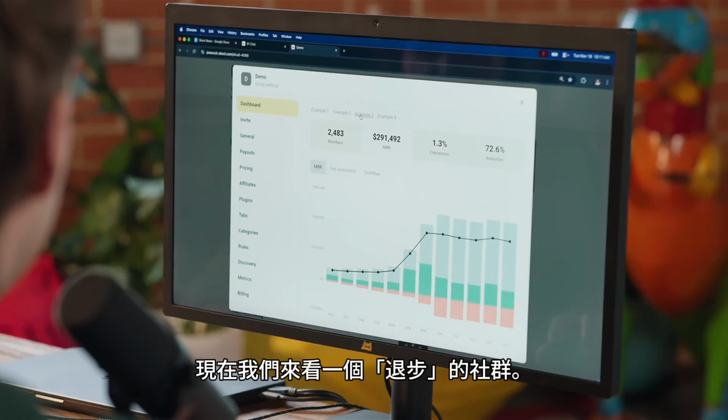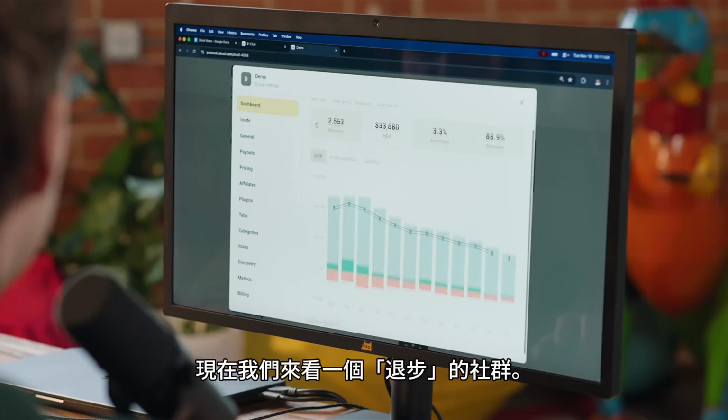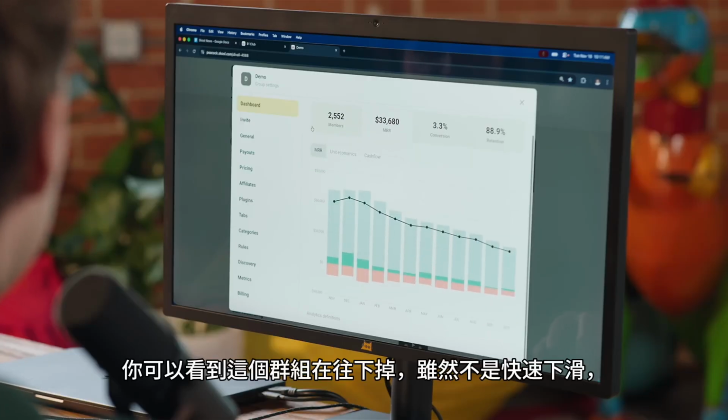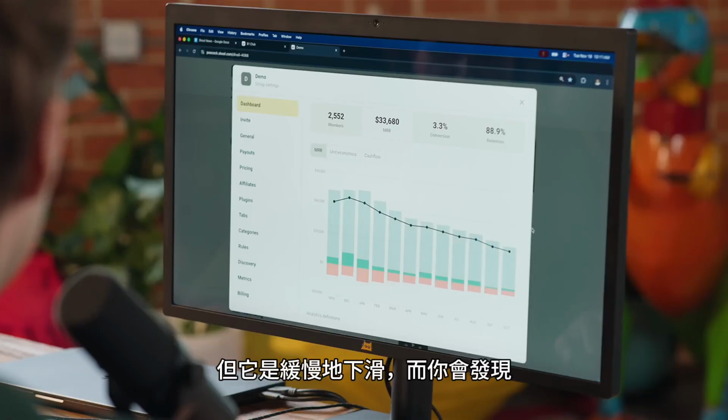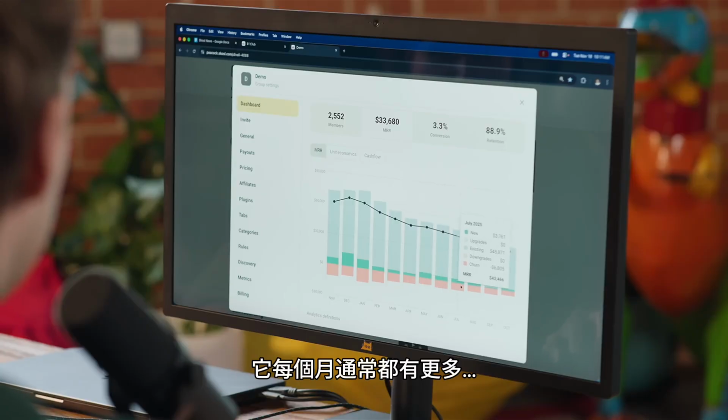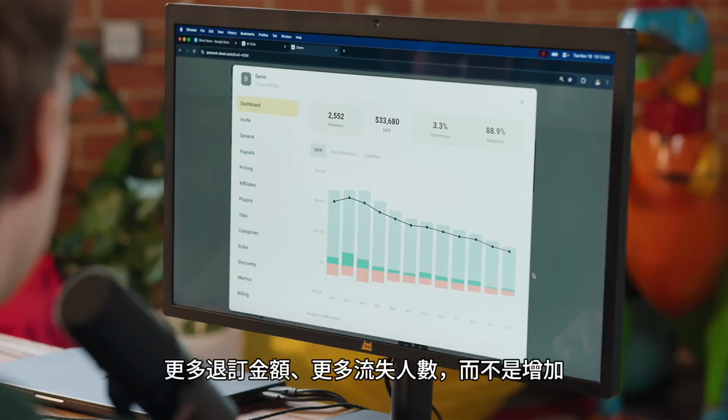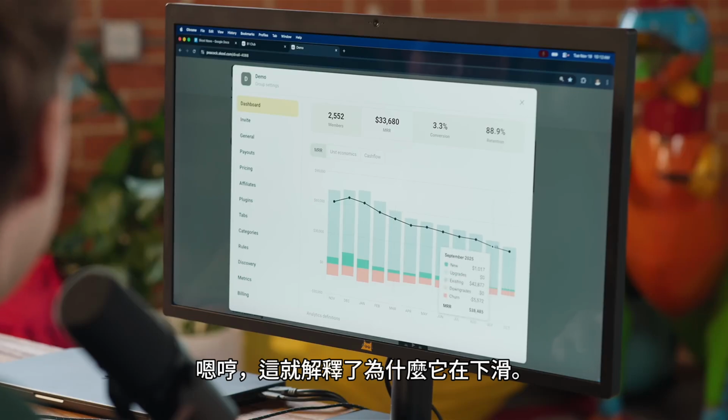Now, if we look at a group that's going down, so here we can see a group that is going down, not rapidly, but it's slowly going down. And you can see that it tends to have more dollars and more people churning than it has joining each month. And that explains basically why it's going down.